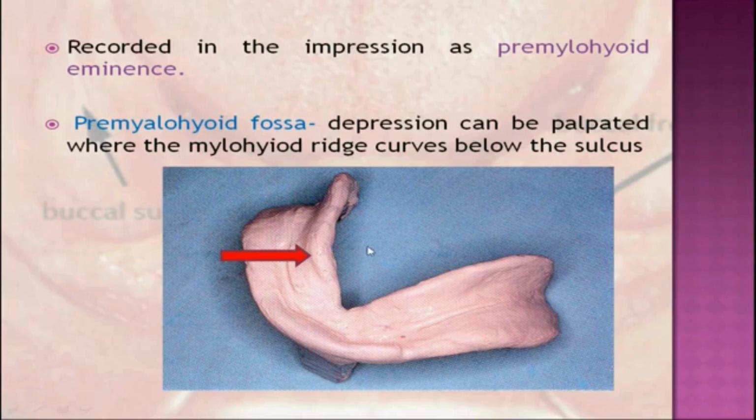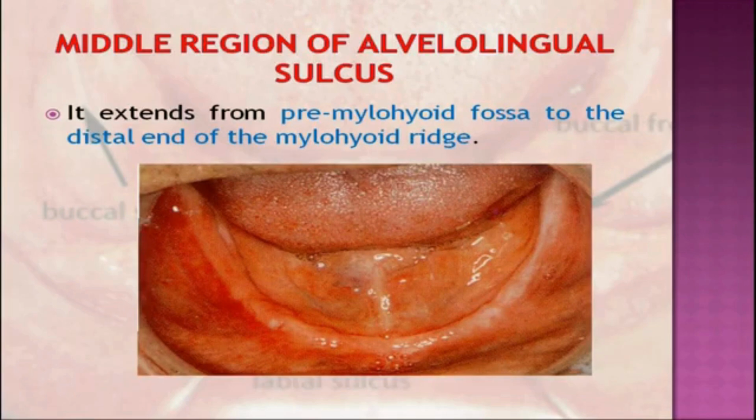Pre-mylohyoid fossa is a depression and can be palpated where the mylohyoid ridge curves below the sulcus. The lingual border of the impression in this region should extend down to make contact with the mucous membrane of the floor of the mouth when the tip of the tongue touches the upper anterior teeth. The lingual flange will be shorter anteriorly than posteriorly.